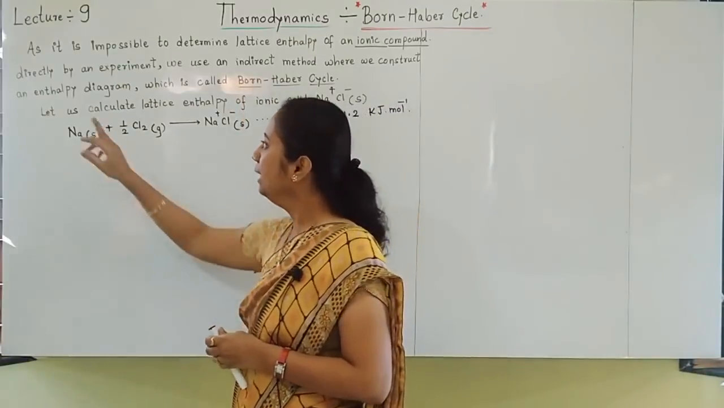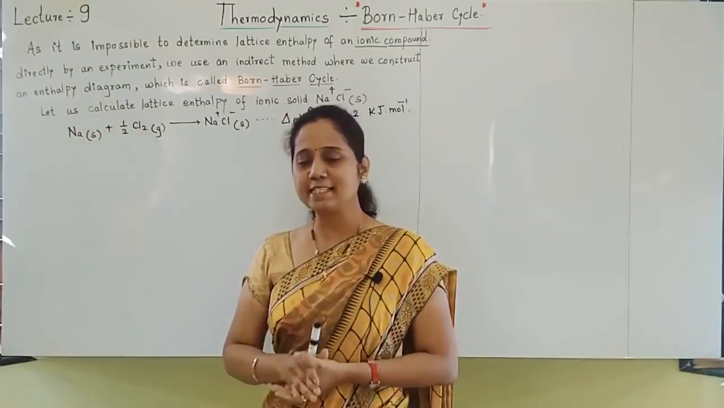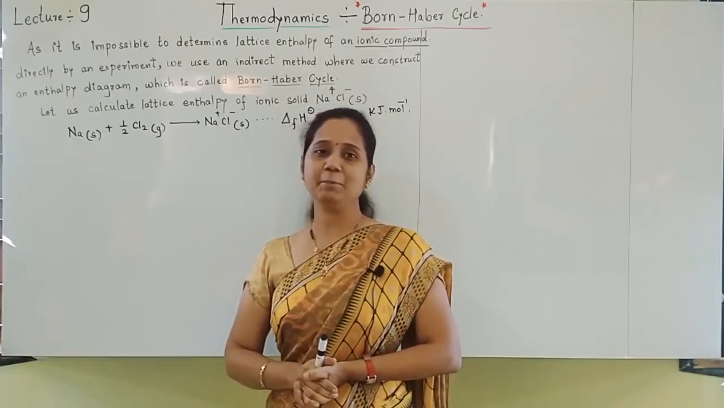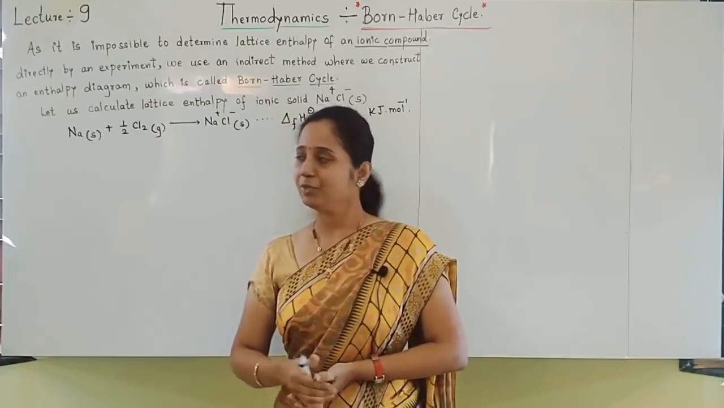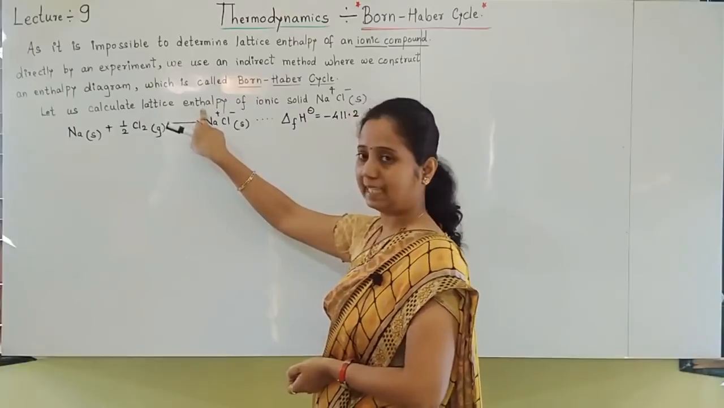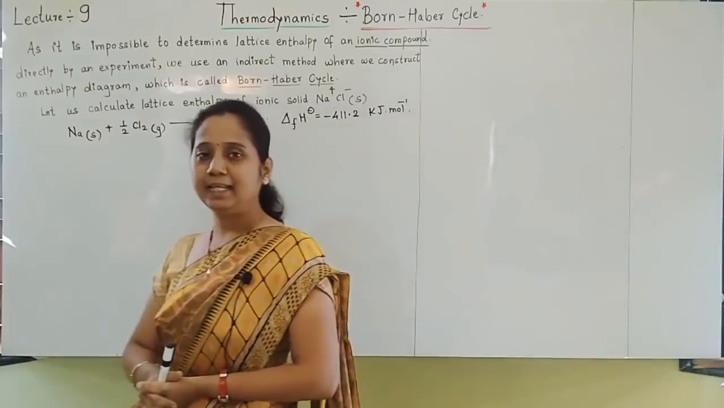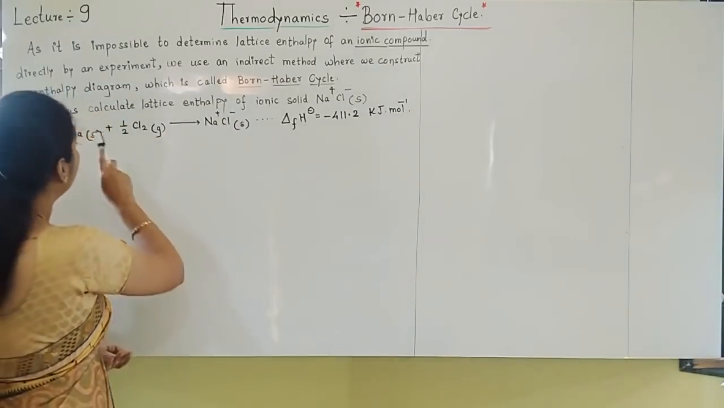Okay. Now, how is this Born-Haber cycle? In how many steps does it take place? Let us understand, and how by using the Born-Haber cycle we can calculate the lattice enthalpy. So, let us calculate the lattice enthalpy of the ionic solid NaCl. The lattice enthalpy of the NaCl ionic solid we are going to calculate.